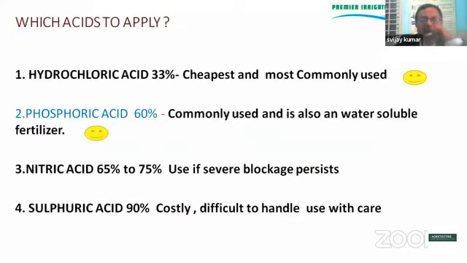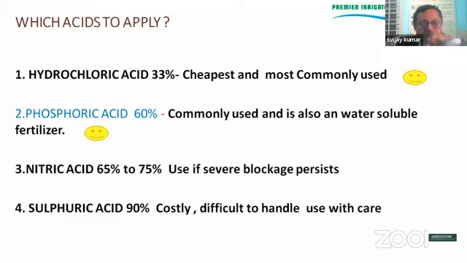So which are the acids we can apply? Hydrochloric acid is the cheapest and most commonly used acid, and very easily available in the market. When you go to a hardware shop, you can ask for bathroom cleaning acid. They will easily give it, but of course the concentration may be around 28-29%. It's okay. Phosphoric acid is one of the most preferable ones because it is also a water soluble fertilizer and helps to clean the drip irrigation system.